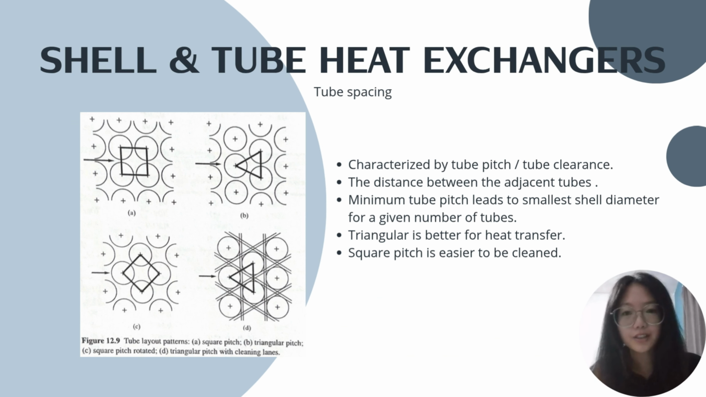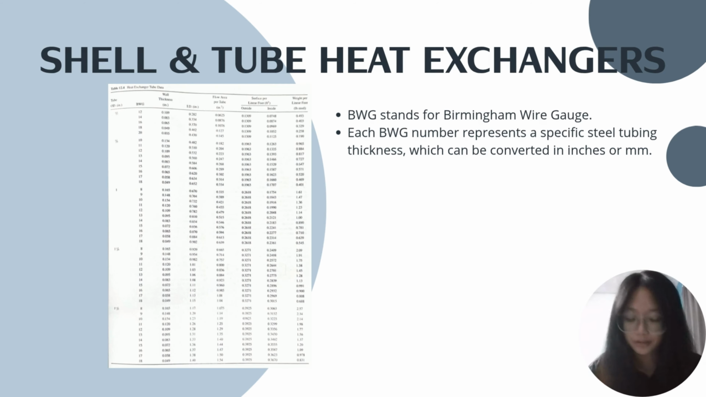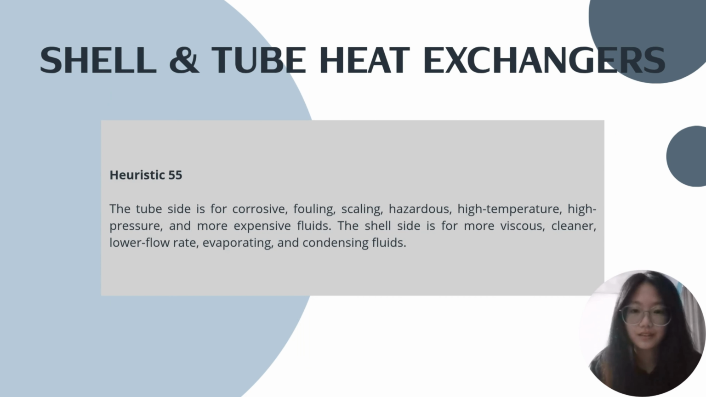Then this slide shows the tube spacing in the shell and tube heat exchanger and also their benefits. Then this is table 12.4, which is the heat exchanger tube data, where the values can be used to calculate the heat transfer coefficient. This heuristic 55 helps to determine which fluid is more suitable to be used in the tube side or the shell side.